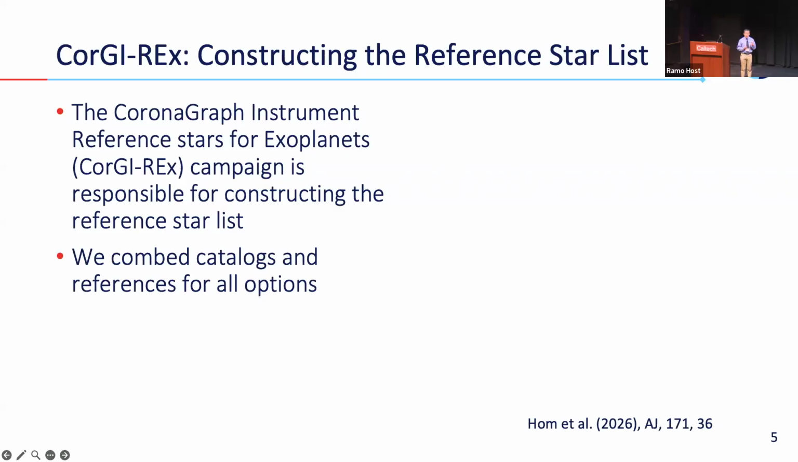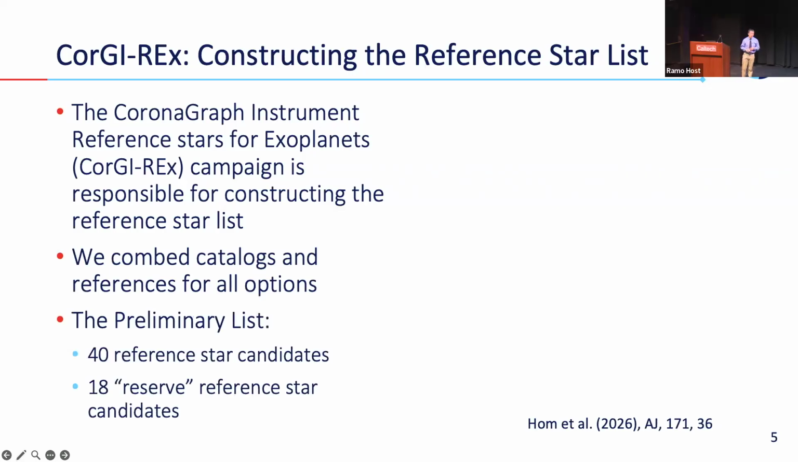And so we combed through catalogs and literature references. We left no stone unturned. And we came up with a list of 40 reference star candidates. And we also have a backup list of about 18 or so that have slightly larger diameters than our threshold. And we'll go to those in case we happen to run out of these 40 primary reference star candidates.